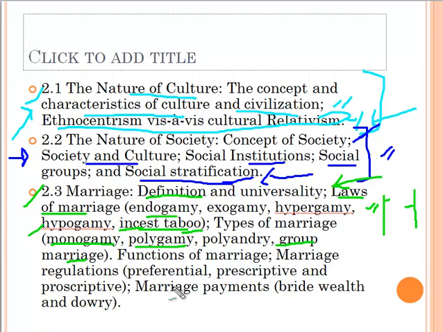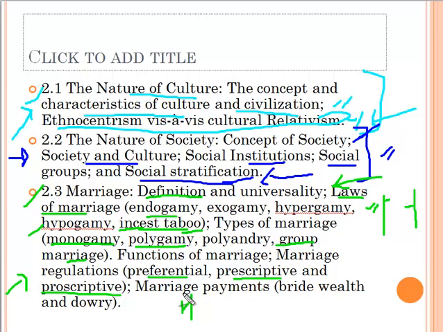Then marriage regulations, these are preferential, prescriptive and proscriptive. Preferential means you prefer to marry a certain person. Prescriptive means there is a definite prescription that this is the set of people among which you can marry. Like let's say Agrawal people can marry Agrawal women only. And then proscriptive means you cannot marry such people. Let's say in Hindu society, marrying a Muslim girl is proscribed, means it is banned. So these things you will learn, what are the different regulations.